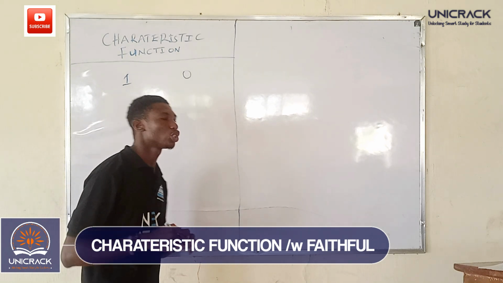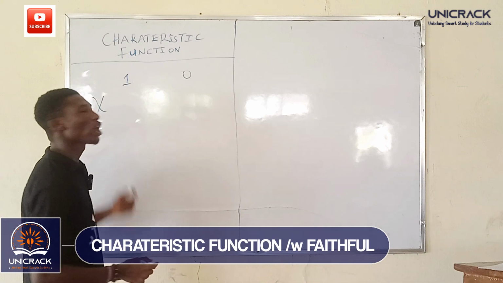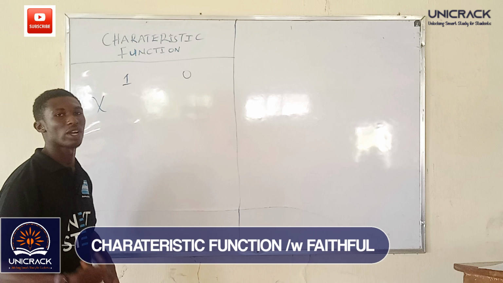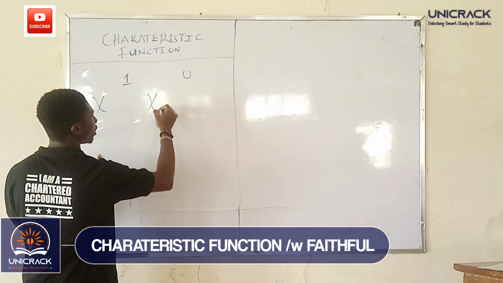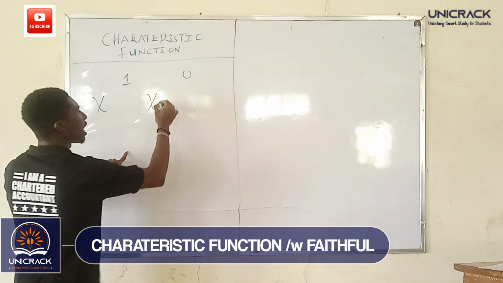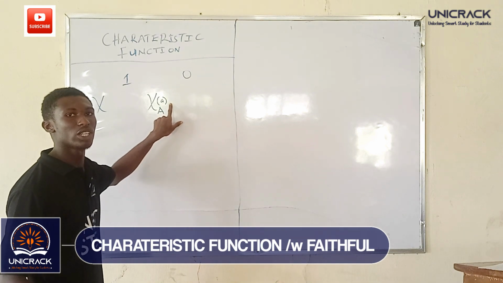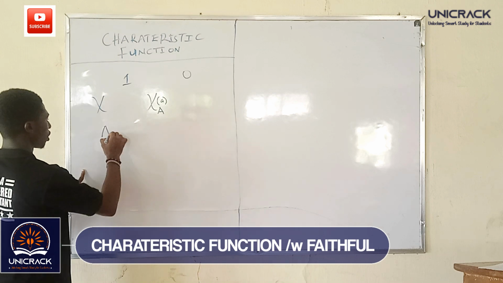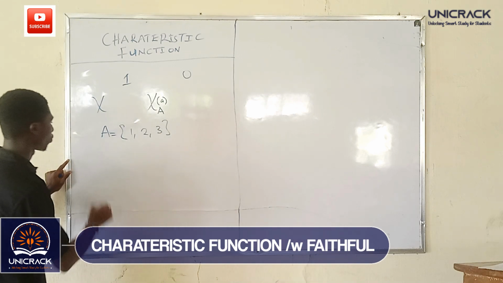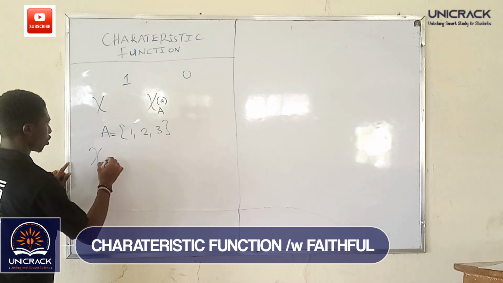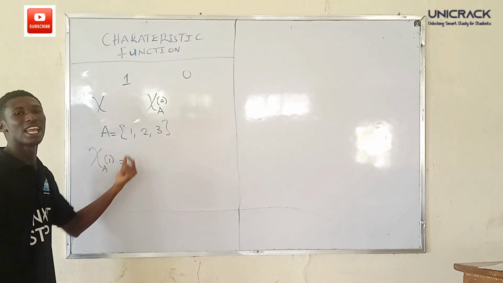The characteristic function is also denoted with this symbol. So if we have a set A and we are asked to find the characteristic function of that particular set, the set is written here and the element is written here. So let's take for example, if we have a set A that contains the elements 1, 2, and 3, and you are asked to find the characteristic function of 1. That means 1 is an element of that set A.